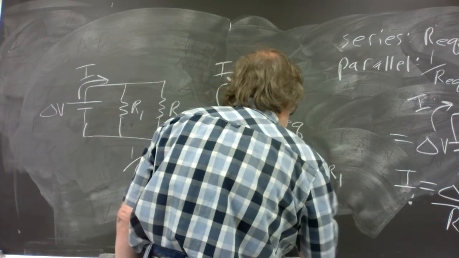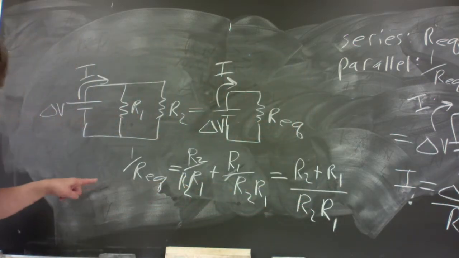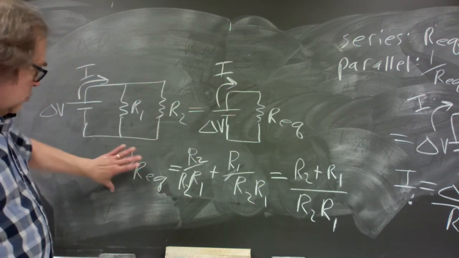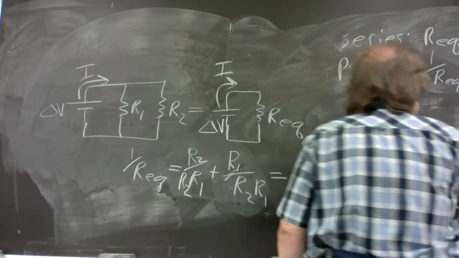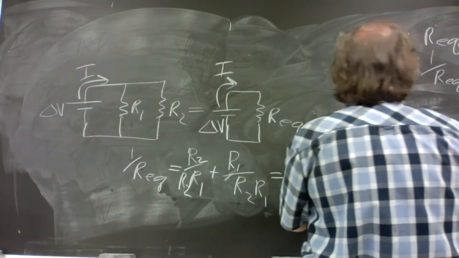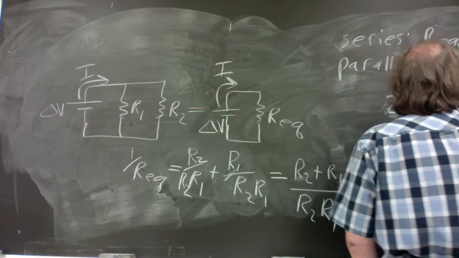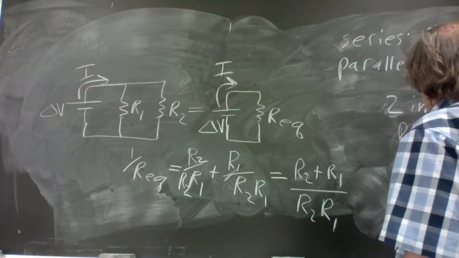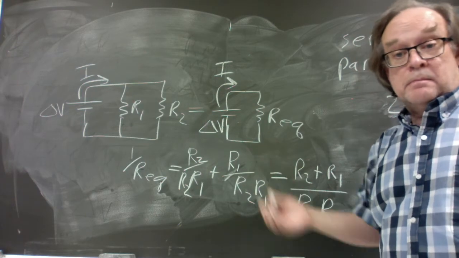R2 plus R1 over R2 times R1, and remember that's the inverse of the equivalent resistance. So the equivalent resistance itself is the inverse of this. So we at least get a simple rule: if there are two in parallel, the equivalent resistance is just the product divided by the sum. Right? Easy to say.